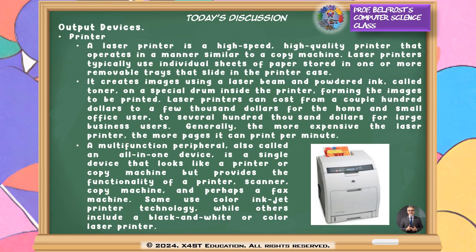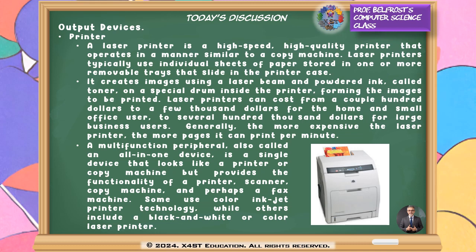While a laser printer is a high-speed, high-quality printer that operates in a manner similar to a copy machine. Laser printers typically use individual sheets of paper stored in one or more removable trays that slide in the printer case. It creates images using a laser beam and powdered ink called toner on a special drum inside the printer, forming the images to be printed. Certainly, because laser printers have higher quality performance, a laser printer costs much more than an inkjet printer.